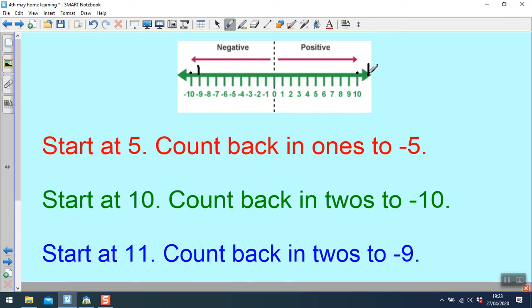Okay, so you should have said 11, 9, 7, 5, 3, 1, negative 1, negative 3, negative 5, negative 7, negative 9.